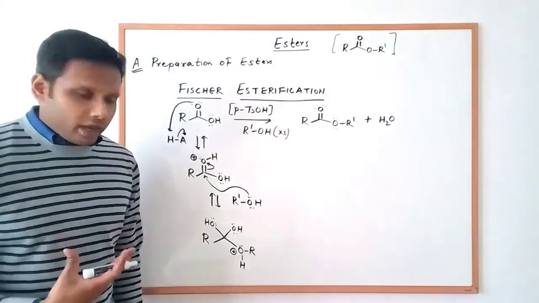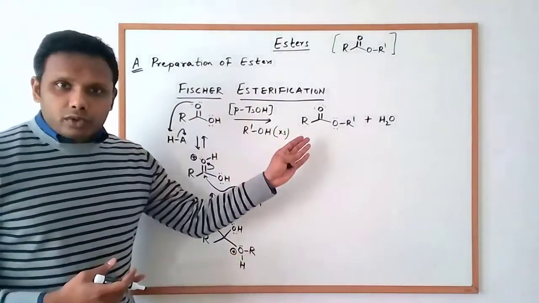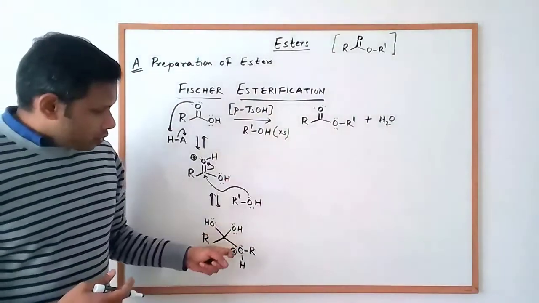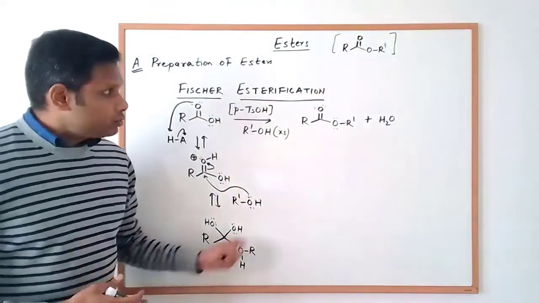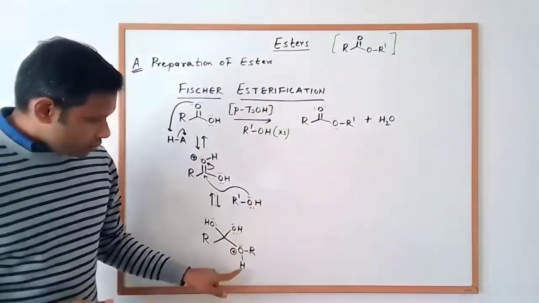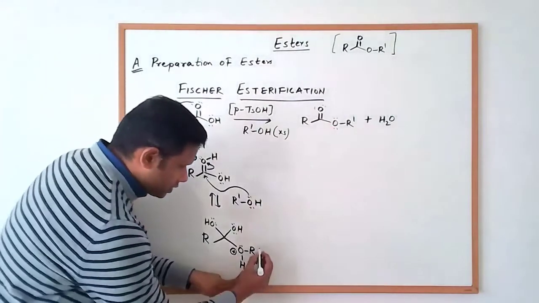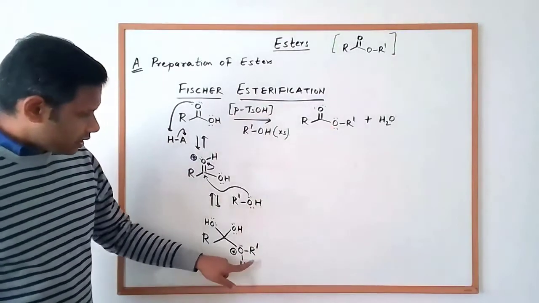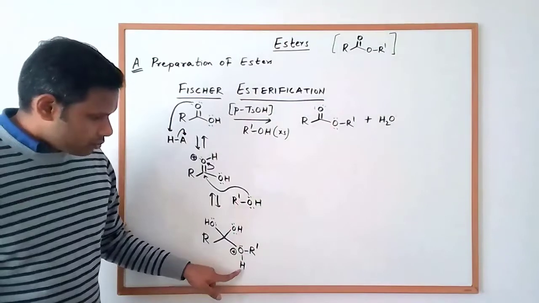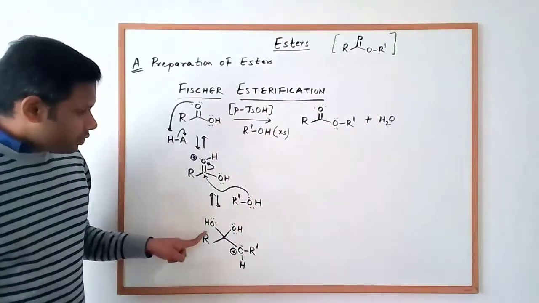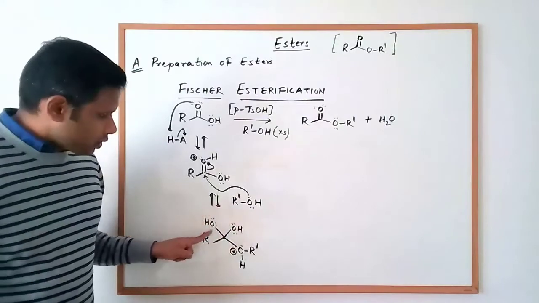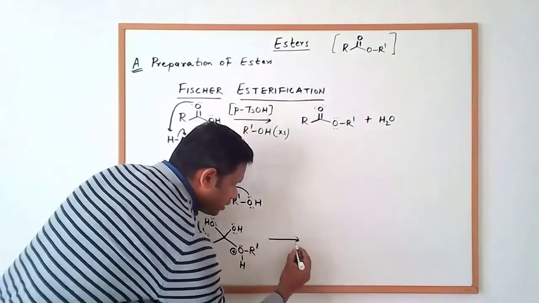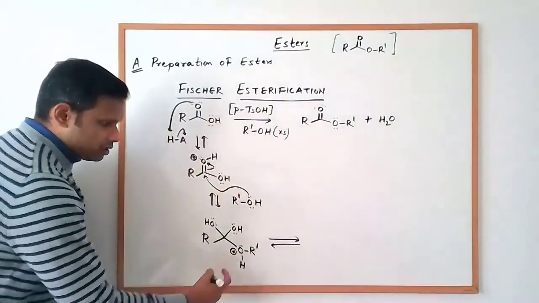Now, like with any other mechanism, always keep focus on the target. Where are we going? To go from this intermediate to the product ester, we need to deprotonate this oxygen here. We need to remove this hydrogen. That was R prime. Then we need to get rid of one of the hydroxyl groups and put a double bond back. So since we need to deprotonate, the next step is the deprotonation.